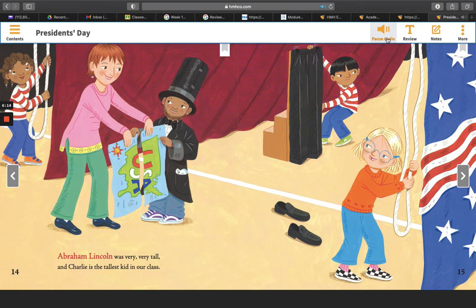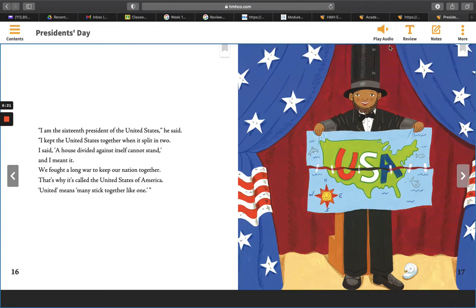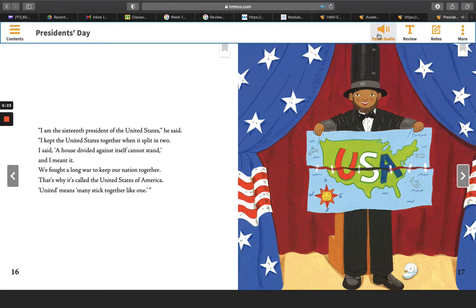Abraham Lincoln was very, very tall, and Charlie is the tallest kid in our class. "I am the 16th President of the United States," he said. "I kept the United States together when it split in two. I said, 'A house divided against itself cannot stand,' and I meant it. We fought a long war to keep our nation together. That's why it's called the United States of America. United means many stick together like one."